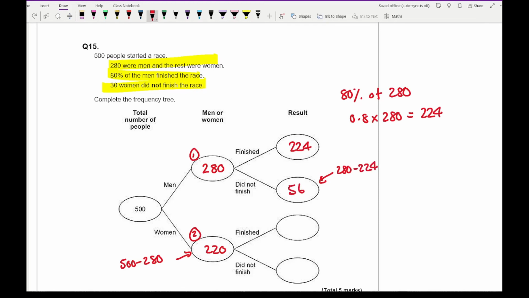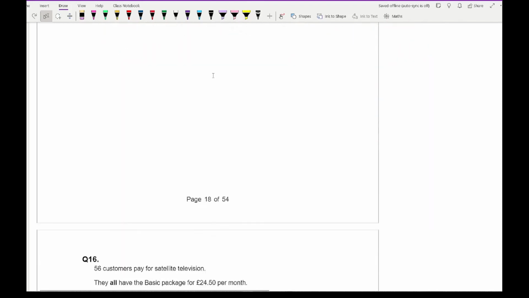It then says that 30 women did not finish the race, so this is going to be 30. And so to work out this one, it's going to be 220 minus 30, which gives me 190. And there I've completed my frequency tree.